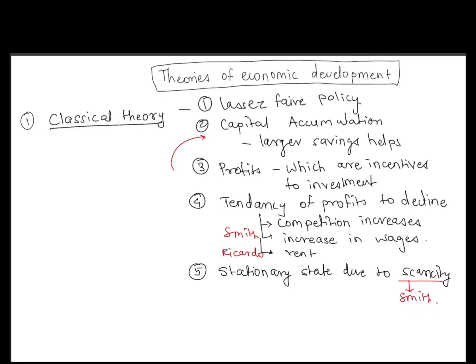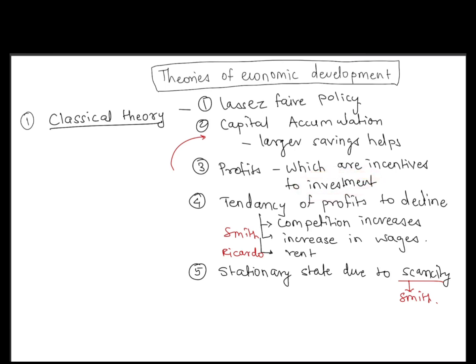Okay, we will start with the theories of economic development, and in that, the first theory is classical theory, which has components like laissez-faire policy, which means the invisible hand, which maximizes the national income. The second one is capital accumulation, which says that larger savings help gain more national income. Third one is profits, which are the incentives to investment.